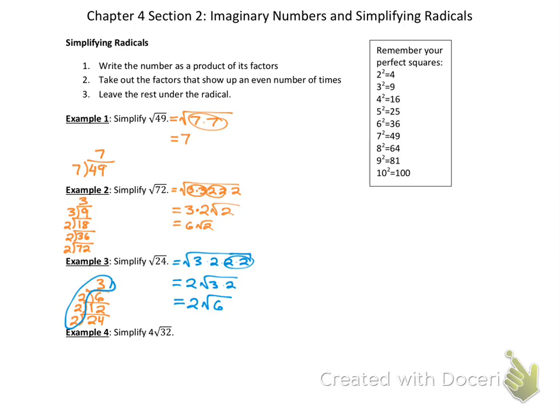Again, another example. 4 times the square root of 32. So we're going to do the same thing. So let's go ahead and start dividing that 32, see if there's anything that goes into it. 32, is that divisible by 2? Yes, we get 16. Divisible by 2? Yes, we get 8. Divisible by 2? Yes, we get 4. 4 is also divisible by 2 to get 2. So we have 1, 2, 3, 4, 5 2's on the outside.